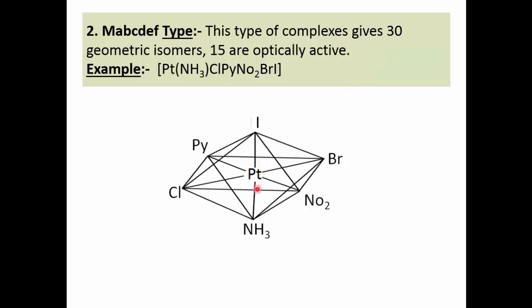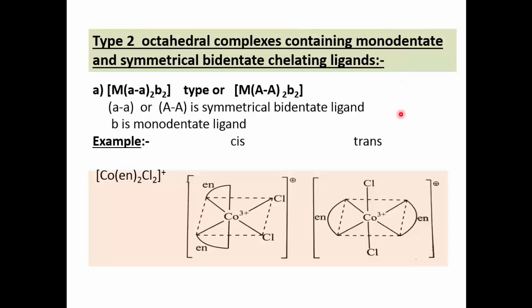See here, this is the structure. To this platinum, all ligands, iodide, bromide, NO2, NH3, Cl and Py are coordinated. So here, this type of complex, this type of isomer, we found that there are 30 geometric isomers. All ligands are different. Then see type 2.